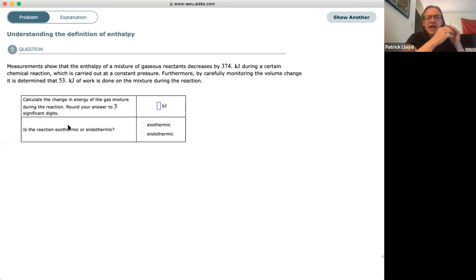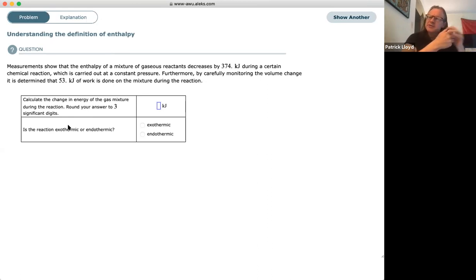Measurements show that the enthalpy of a mixture of gaseous reactants decreases by 374 kilojoules. So enthalpy, that's delta H. So they're telling you delta H is 374. Decreases. So what's the sign if something's decreasing? It's negative, right? Decreasing is negative. So delta H is negative 374 during a chemical reaction, which is carried out at constant pressure.